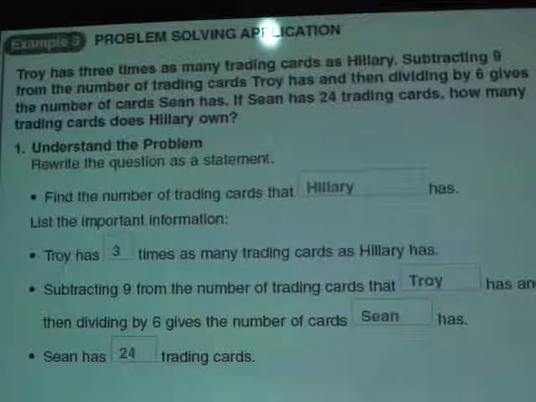So what are we doing? We're finding the number of trading cards that Hillary has. We know that Troy has 3 times as many trading cards as Hillary has. Subtracting 9 from the number that Troy has and then dividing by 6 is how many Sean has. And then Sean, we're also told, is the same thing as 24 cards. So that's how we're going to start our equation, because those two things are the same, both representing Sean, so they must be equal.